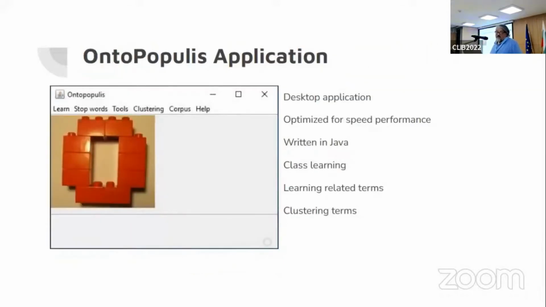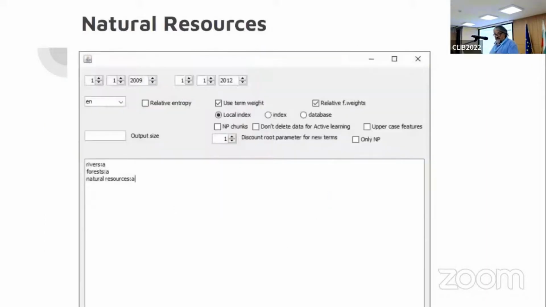So it is a little bit like a toy. It is a desktop application, optimized for speed, so on a laptop it can take like 2-3 minutes just to learn a dictionary, to learn a semantic class. It's written in Java, and it performs class learning, which I'm going to demonstrate. It also has learning related terms and clustering terms as other functionality. So I start with the demo.